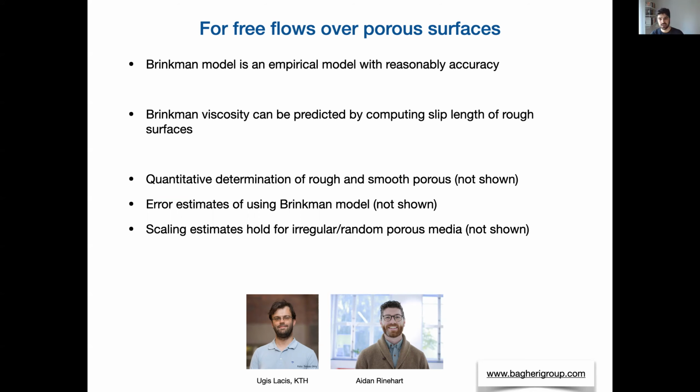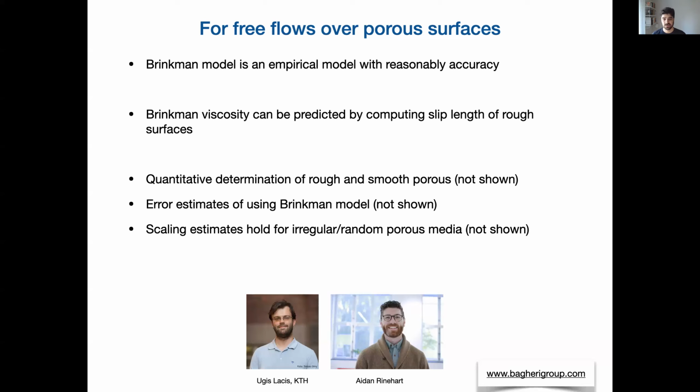We have shown here that for certain types of porous materials which are rough, you can use a simple scaling estimate with the slip velocity and the internal permeability, and both of these quantities you can compute a priori. Then you can predict the Brinkman viscosity. Now, how do you know if the surface is actually rough or smooth? There is a way of doing that quantitatively. We have defined a quantitative way of distinguishing between rough and smooth surfaces. I did not show this in this presentation, but we will show this in our preprint that should come out on arXiv soon.